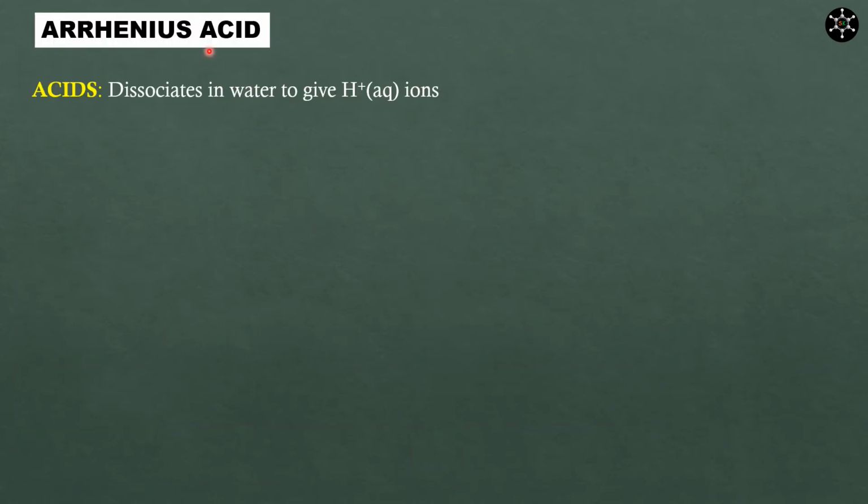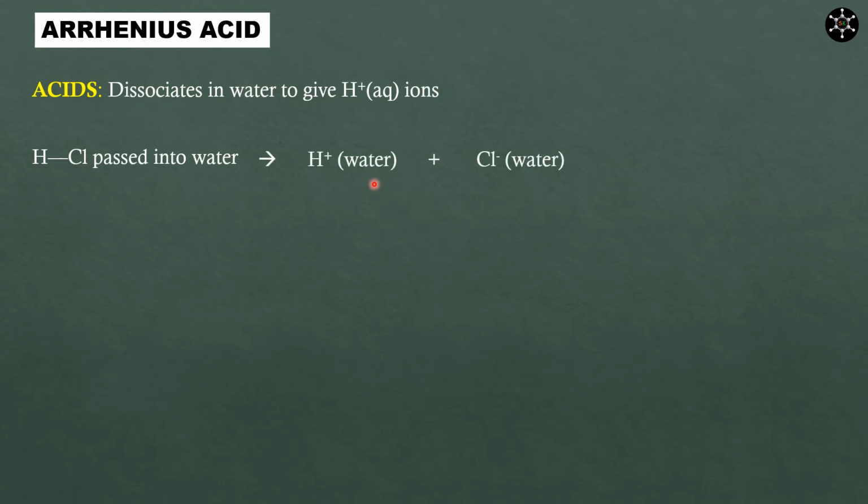Let us discuss about Arrhenius acid in detail. According to this theory, acid is a substance which dissociates in water to give H+ aqueous ions. Example, when HCl gas is passed into water, it splits to give H+ ion surrounded by water molecules and Cl- ion surrounded by water molecules. When we write this change in the form of equation, HCl gas plus water liquid giving H+ aqueous ion and Cl- aqueous ion.